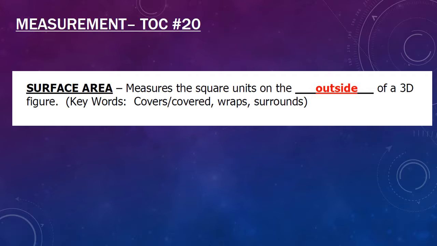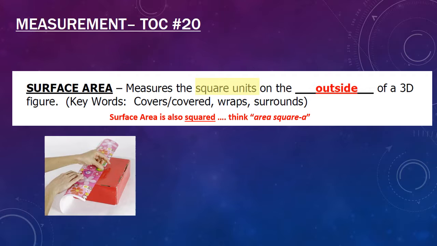So again, since it's area, our keywords are covering, or covered, wraps, surrounds. It's anything that's on the outside of that figure. Because it is area, we are going to square our answer, or have square units on the end. So think of that term, area, squarea. And here's some examples. Wrapping a box in wrapping paper. They like that example. So if you see wrapping paper, think surface area.